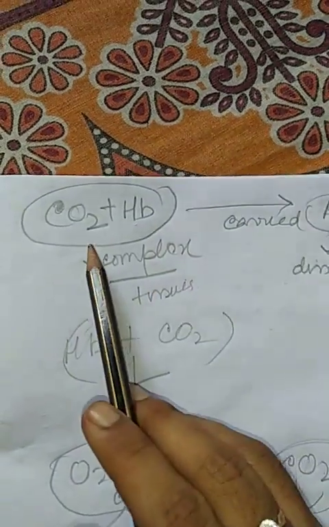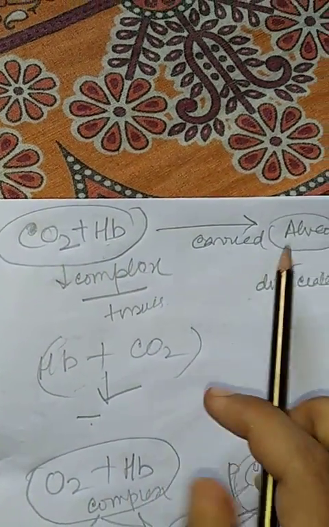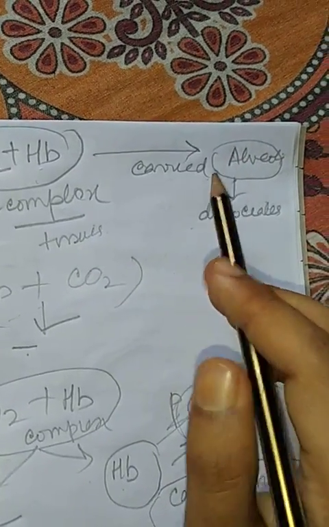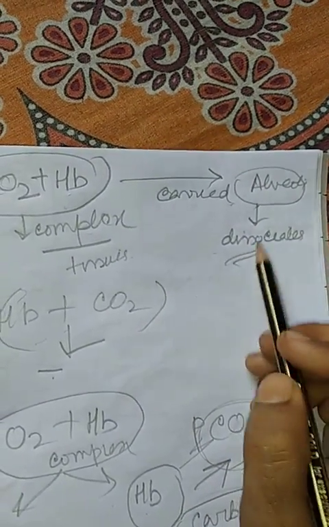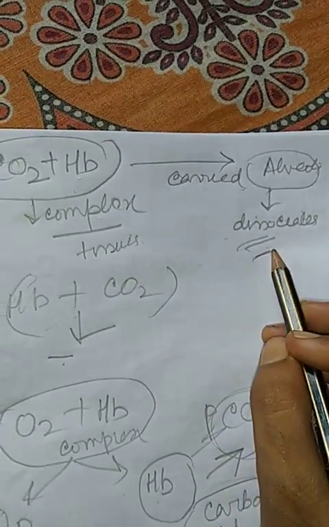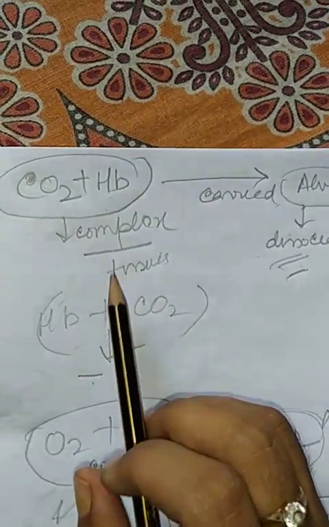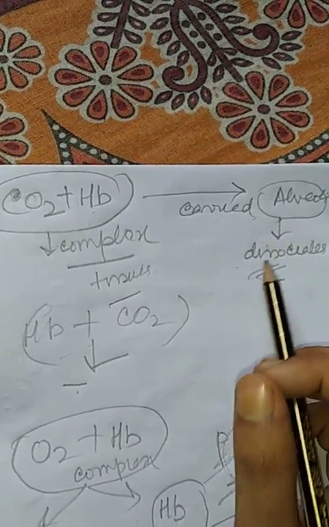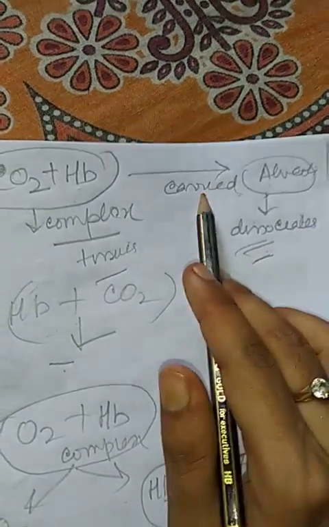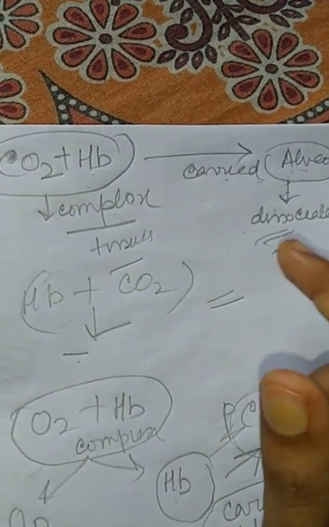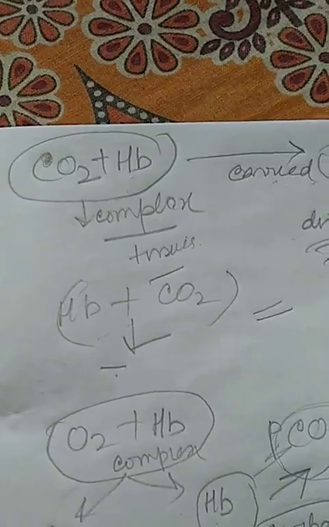So carbon dioxide is carried to the alveoli, and in the alveoli it dissociates from the complex, so carbon dioxide is delivered to the alveoli. So formation of the complex takes place in the tissue, it is carried to the alveoli, and in the alveoli the complex dissociates. It means that carbon dioxide reached there. So this is the process of transport of carbon dioxide gas through blood.